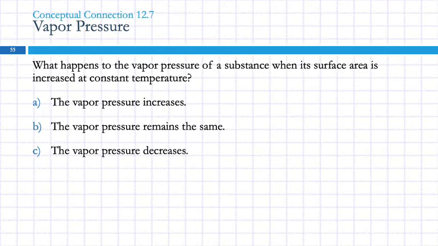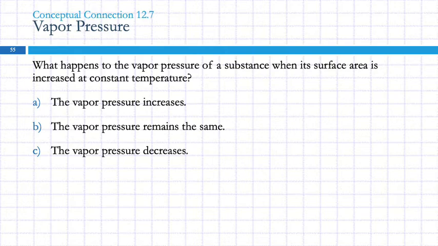So what would happen to the vapor pressure of a substance when its surface area is increased at constant temperature? So vapor pressure is the pressure at equilibrium. What does increasing the surface area have an effect on? Does that affect the rate of evaporation? Yeah, it'll evaporate faster. Rate of evaporation goes up. What about the rate of condensation?